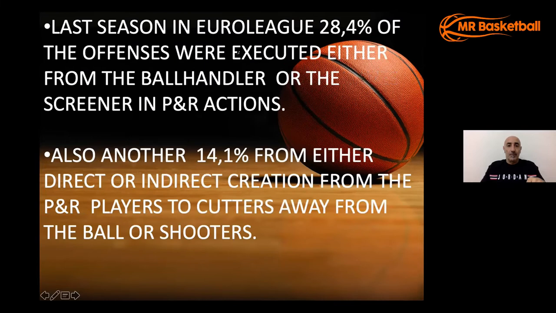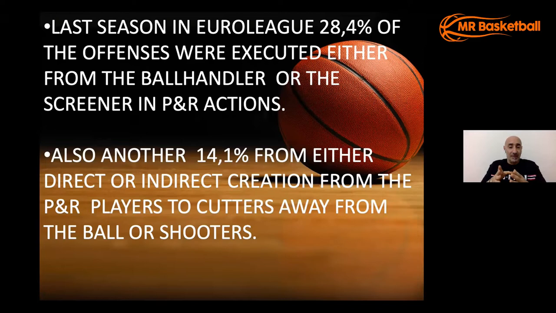These are also some numbers that are very important so we can understand how much high-level basketball uses the ball screens and what they get out of it, because it's very important to see how effective this is in modern basketball. Last season in EuroLeague, 28.4% of the offenses were executed either by the ball handler or the screener in pick-and-roll actions. It's nearly 30% that were executed by the player with the ball in his hands or the player setting the screen. Also, another 14.1% came from either direct or indirect creation from the pick and roll players to cutters away from the ball or shooters.